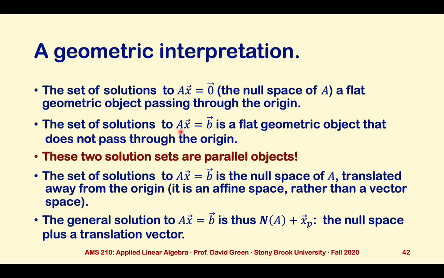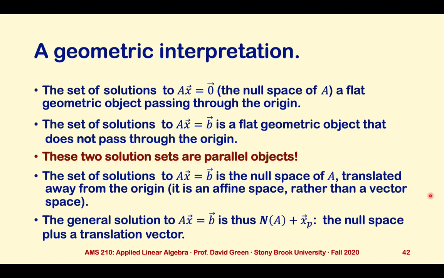The previous result, that we can represent any solution to the non-homogeneous system as a single solution plus a vector from the null space, really demonstrates that these two solution sets are simply parallel objects. The homogeneous system and the inhomogeneous system, if they both represent lines, they represent parallel lines. If they both represent planes, they represent parallel planes. The set of solutions to AX equals B is just the null space translated away from the origin.